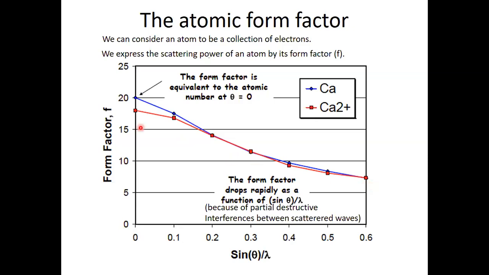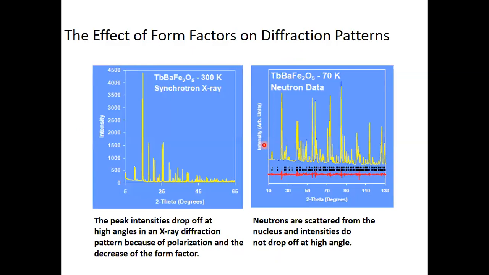So now, of course, the form factor will also depend on lambda, because lambda, the wavelength of the X-rays, will determine how these scattered X-rays will actually interfere with each other. All right. So now this leads to a disadvantage of X-ray diffraction over another technique, which is called neutron diffraction.